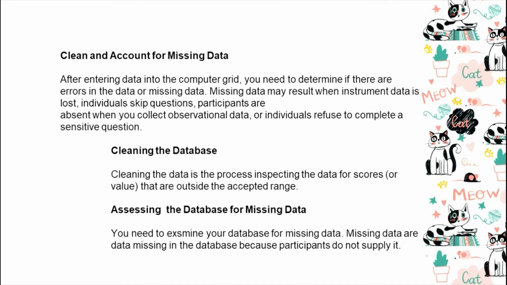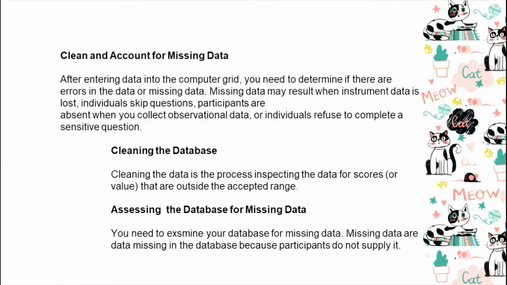After entering data into the computer grid, you need to determine if there are errors in the data or missing data. Missing data may result when instrument data is lost, individuals skip questions, participants are absent when you collect observational data, or an individual refuses to complete a sensitive question.